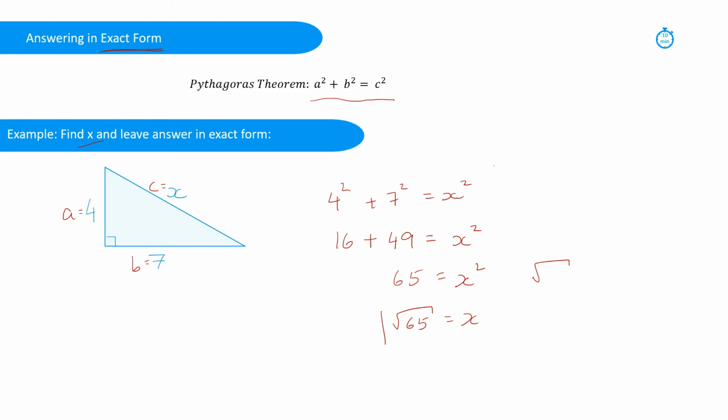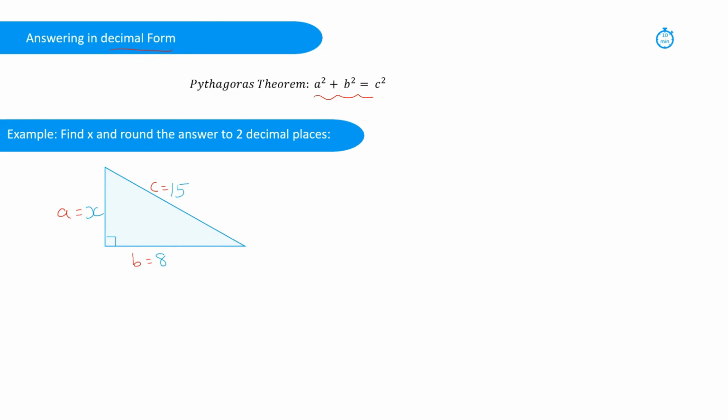Now this is considered leaving the answer in an exact form. And the reason we would leave it like that is if we did take the square root, we would get a decimal answer. Now, sometimes we'll be asked to leave the answer in the decimal form. And so let's look at an example of that. So find x and round the answer to 2 decimal places.